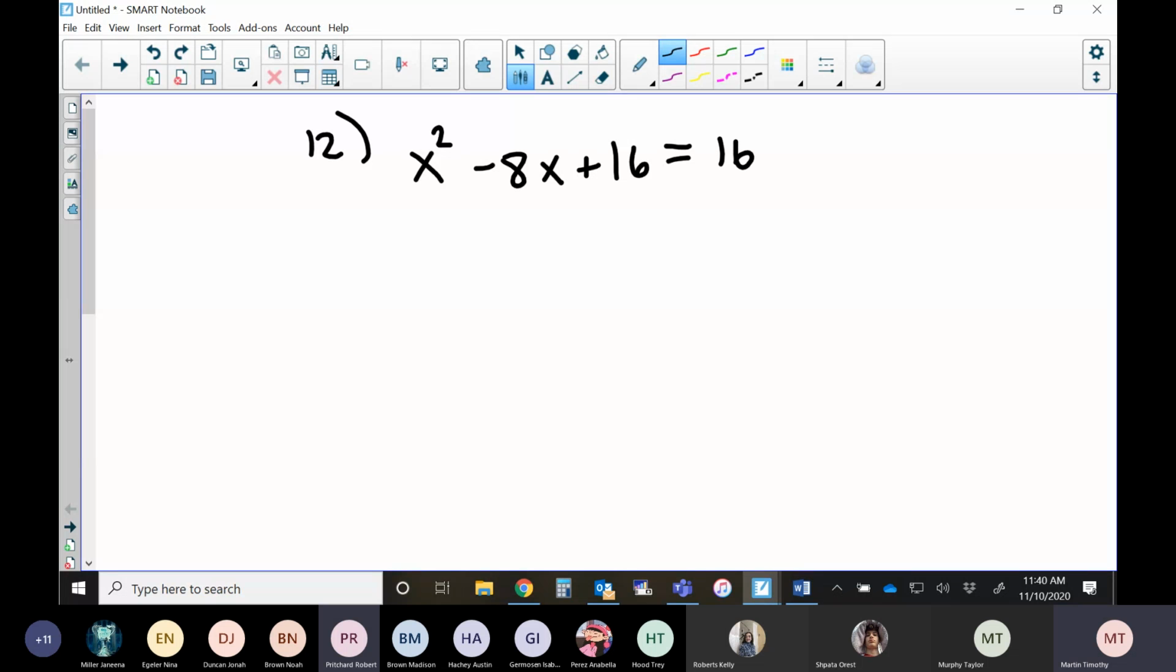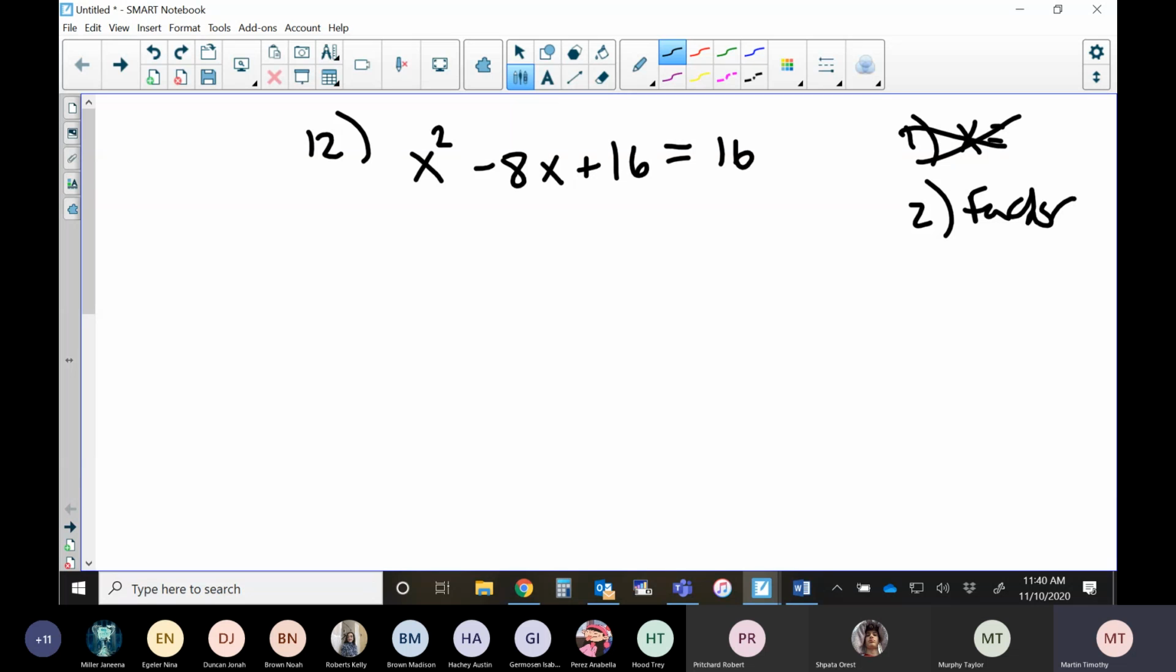So what's the first? Make it equal 0. Not yet. GCF. First thing I'm going to try is to isolate, meaning can I get x by itself? Can I? No, there's 2 x's. So the second thing we're going to try to do is factor. I'm going to try to factor this.